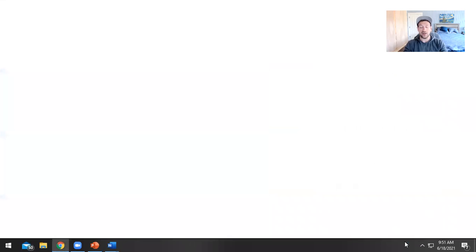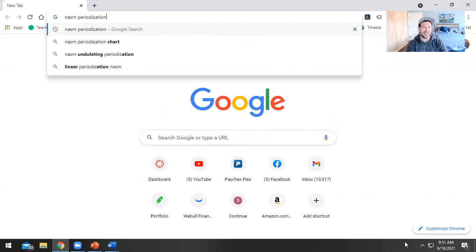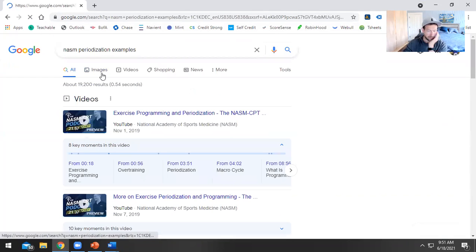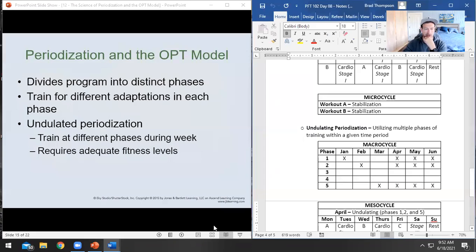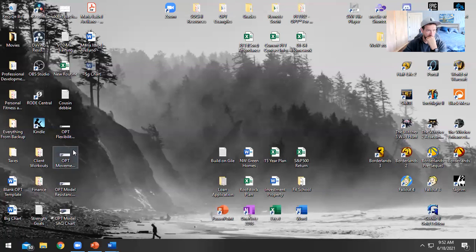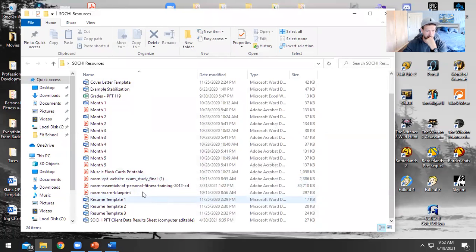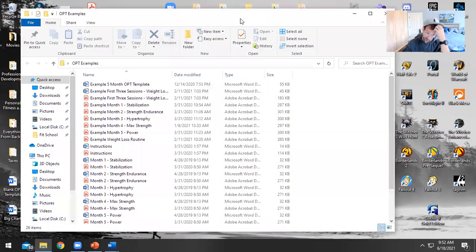But there are a lot of ways to lay this out. If we look at NASM periodization, what if I can find some good images of this? I'm not sure. You know what? I know I'm going to spend all day Googling this, so I'm just going to open up the book here. Where is it? I know I've got that PES book here somewhere on the computer.